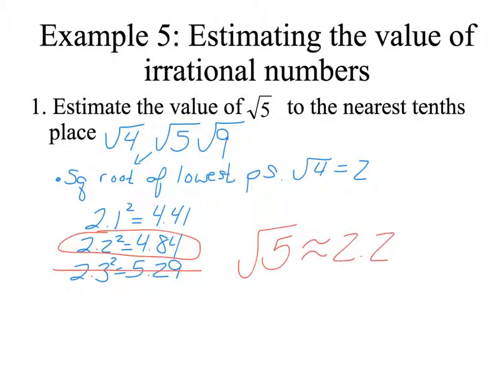Once you get 2.2, that 4.84, even though it looks really close to 5, you have to go until you find the first one that goes over the value you're looking for. 2.3 went over 5. So I knew the one right below that had to be my answer.